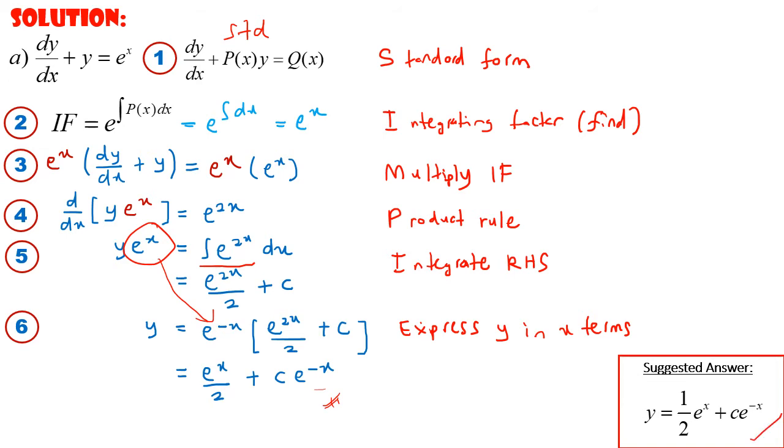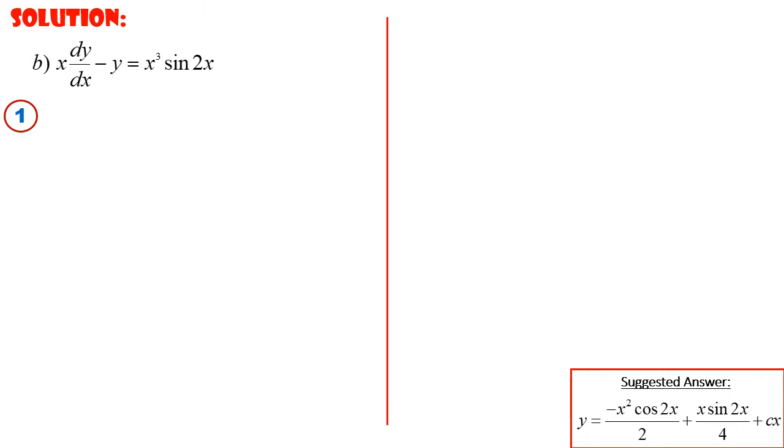Okay, so as you compare here, we get the same answer. Okay, so now we move to question B. In question B, our equation is not in the standard form. So remember, we have to rewrite it in the standard form: dy/dx plus P(x) times y equals Q(x).